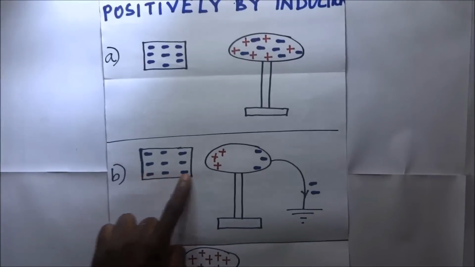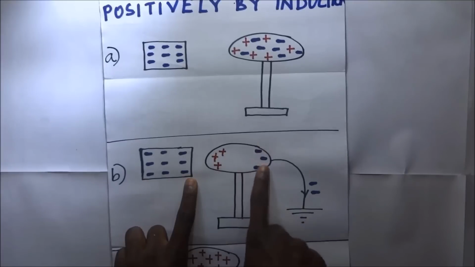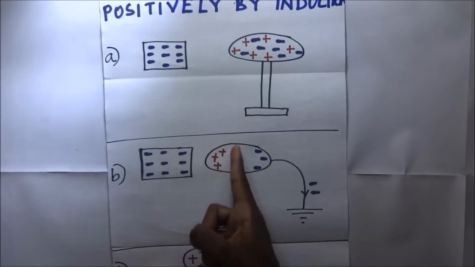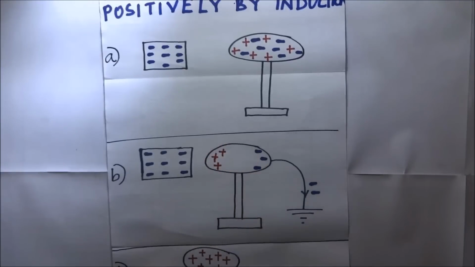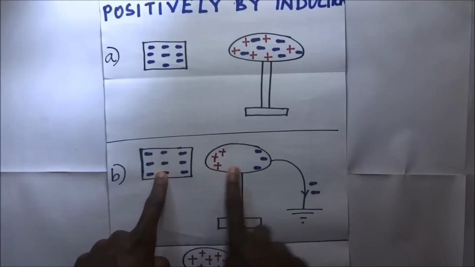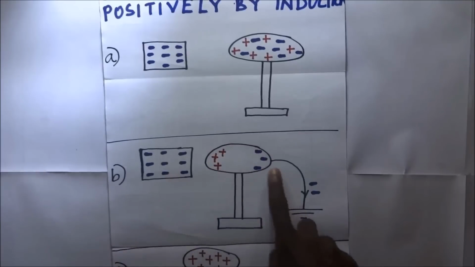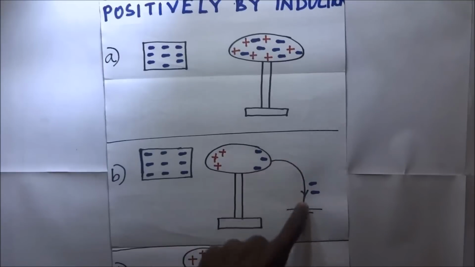So we get a negatively charged body, and we place it near a neutral conductor. When a negatively charged body is brought near this conductor, being negatively charged, it will repel the negative charges. And when these negative charges are repelled, the positive charges remain attracted here. While this charged body is still in the vicinity of this conductor, we ground, or earth, the conductor. And when we earth the conductor, the negative charges are further repelled to the ground.